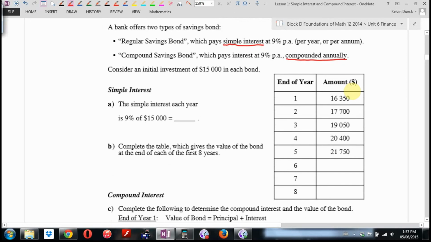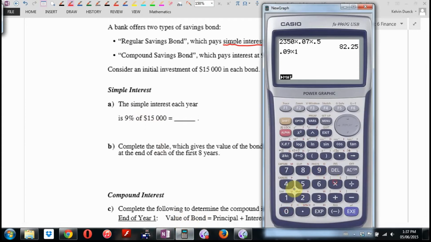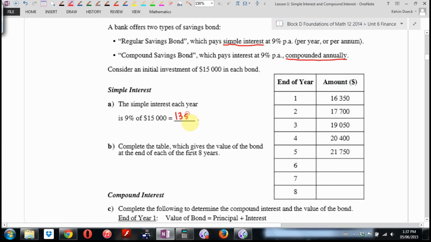Let's look at the simple interest. The simple interest each year is 9% of, hey, what does of mean mathematically most of the time? What should I do? Multiply. It's 9%, 0.09 times 15,000. 1350. Which means each year we go up by 1350. We go up by 1350. We go up by 1350.